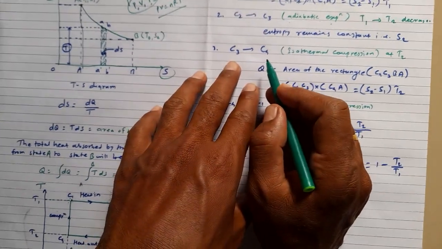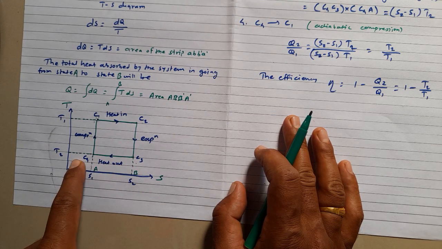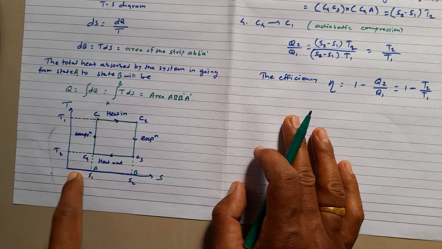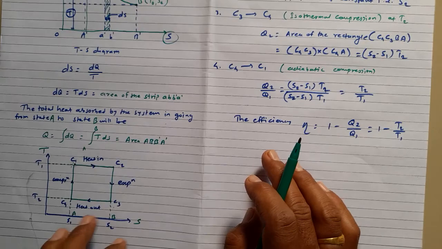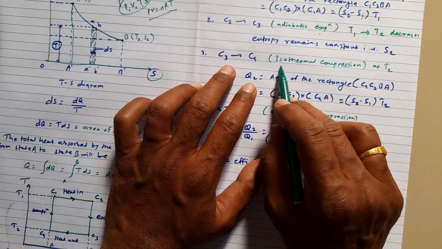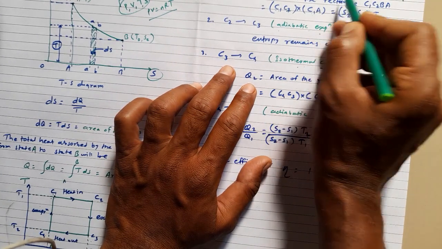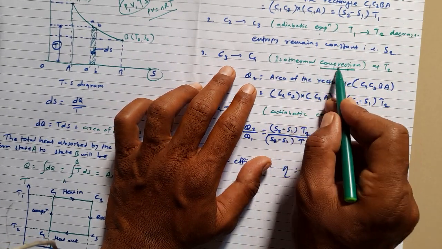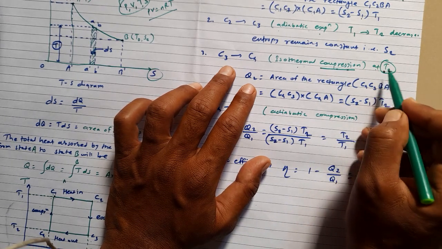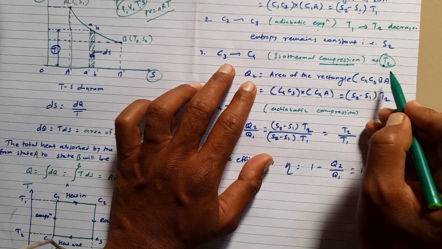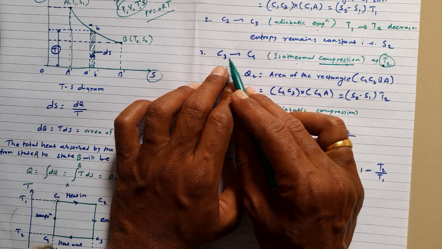Now the next change happens from C3 to C4. We can see the entropy is again changing from S2 to S1 at constant temperature. So these changes are happening as isothermal compression. It is isothermal, but this is the compression; earlier it was an expansion. Here it is isothermal compression at the temperature T2, because our system has come to the temperature T2. So isothermal compression is happening when the system goes from C3 to C4.